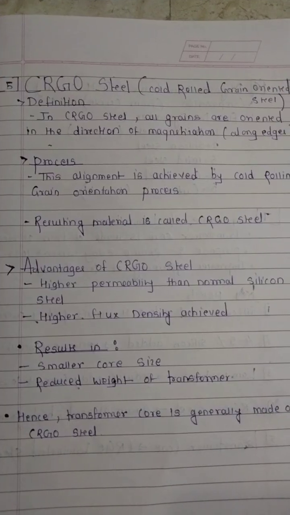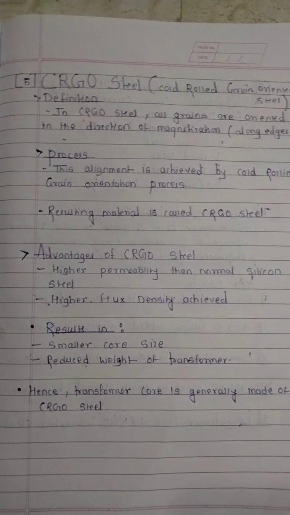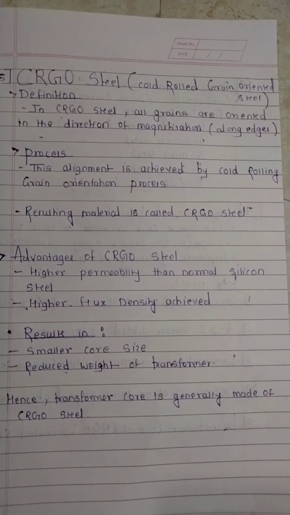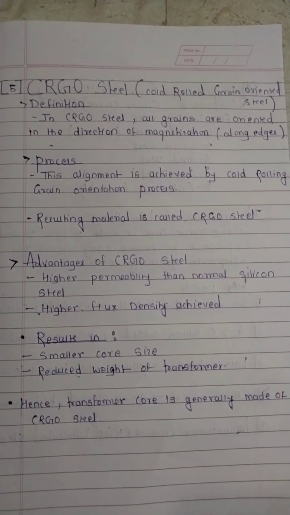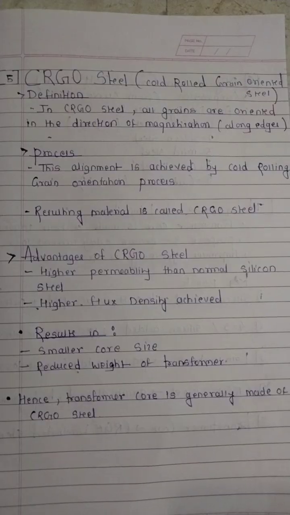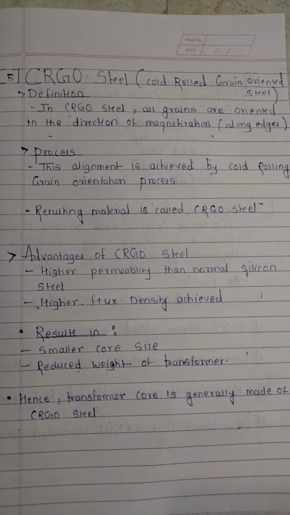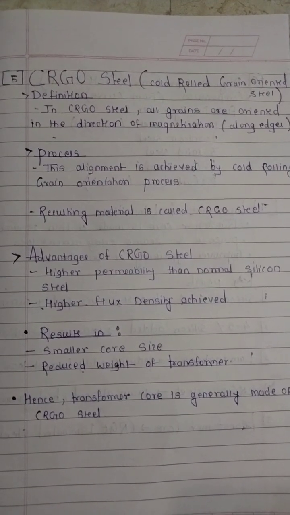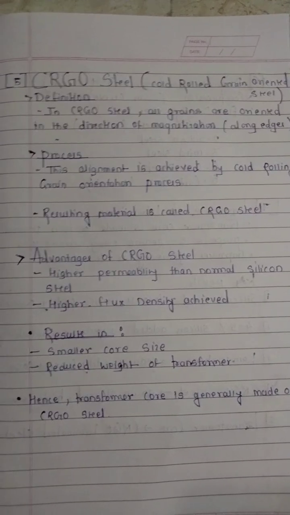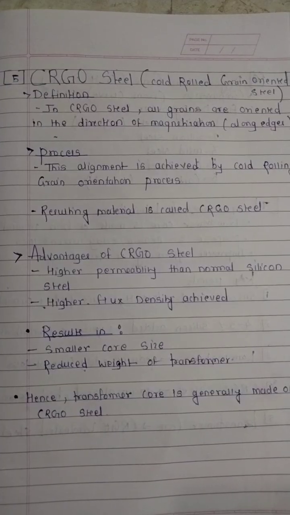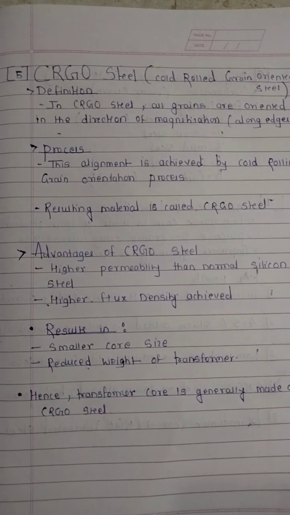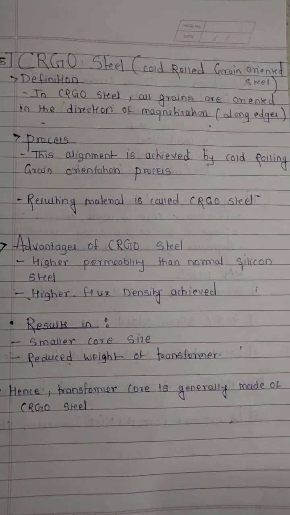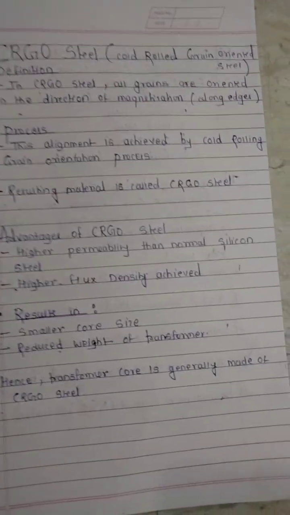What are the advantages of CRGO steel? Higher permeability, as all the grains are oriented in the same direction, so the permeability increases compared to normal silicon steel. Higher flux density is achieved, which results in a smaller core size and reduced weight of the transformer. Hence, the transformer core is generally made up of CRGO steel.